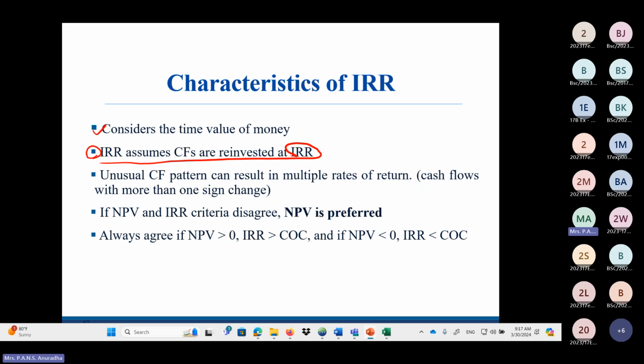When you are calculating the net present value, your reinvestment assumption is the cost of capital. In the IRR calculation, your reinvestment assumption is the IRR. So we assume that cash flows are reinvested at the IRR. This is a bit unrealistic. Why? This IRR does not reflect the current market interest rate.